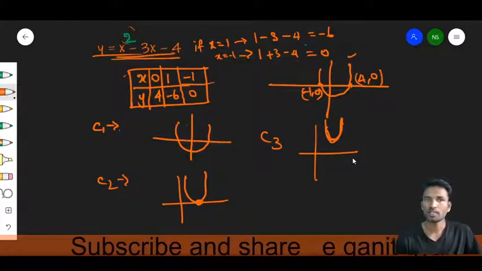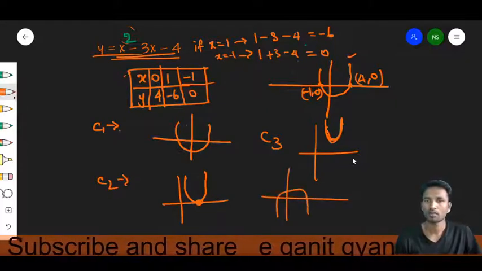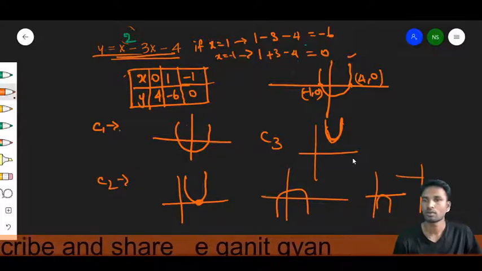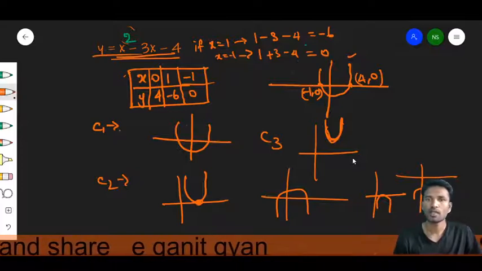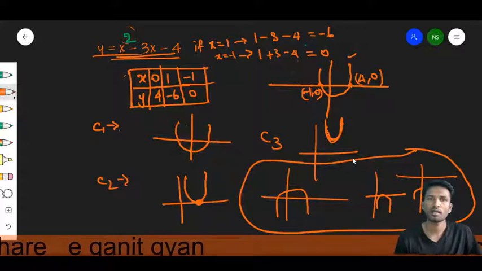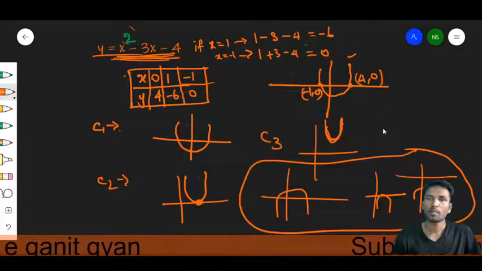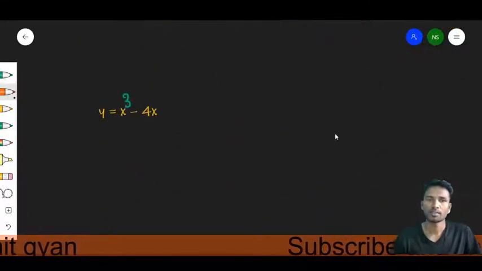According to the equation, we will get one of the graphs. Like this, we may also get it downside. It may not intersect the x-axis. So we'll have different types of graphs based on the equation here. But the maximum number of zeros for a quadratic polynomial will be 2.